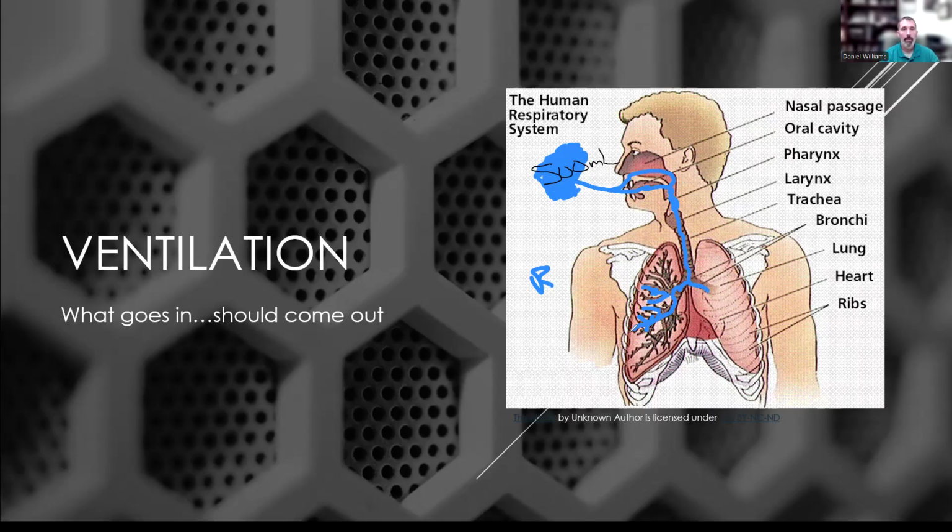So if we're talking about one breath and you take in a tidal volume of 500 milliliters, then only a portion of that volume makes it to the alveoli. So you will have an alveolar volume.